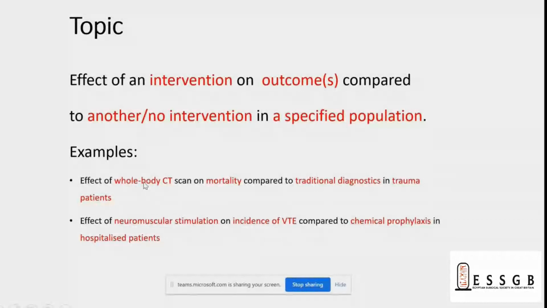I brought some examples for you here. For example, effect of the whole body CT on mortality compared to the traditional diagnostics in trauma patients. I'm sure you should be able to correlate these factors together. The effect of the neuromuscular stimulation on incidence of VTE compared to chemical prophylaxis in hospitalized patients. Again, it's clear what the PICO items are there.